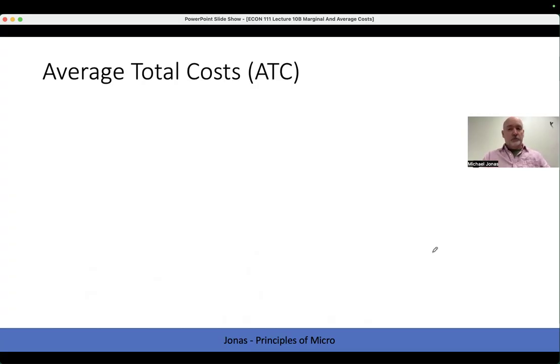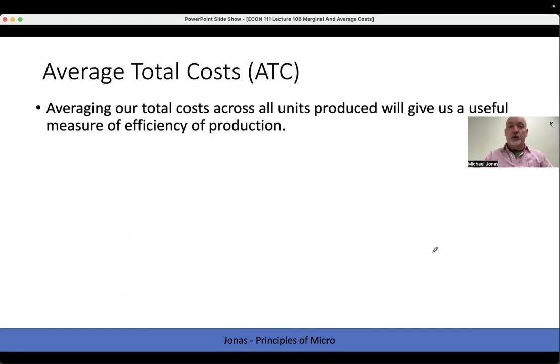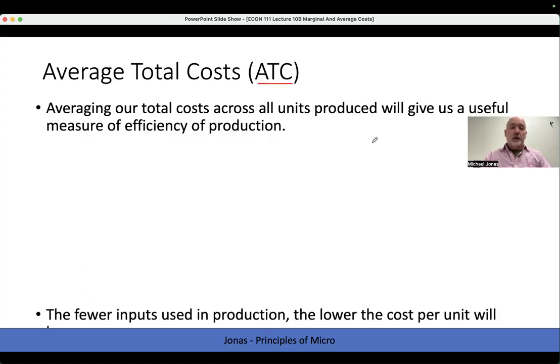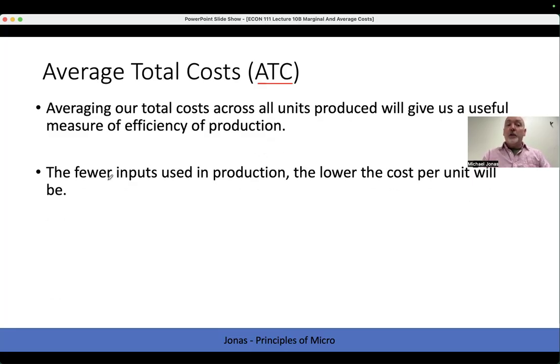Let's start with looking at our total costs on a per unit basis. Basically, all we're doing is averaging across our units of output. How much are we spending in total divided by the total number of units we are producing? That gives us our ATC, our average total cost. It's a really useful thing to know on its own as a measure of production efficiency. As our average total costs come down for a given level of output, that means we're able to produce that level of output with fewer resources.